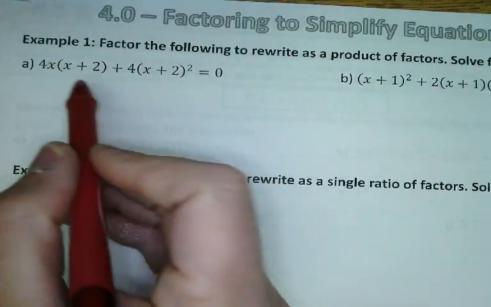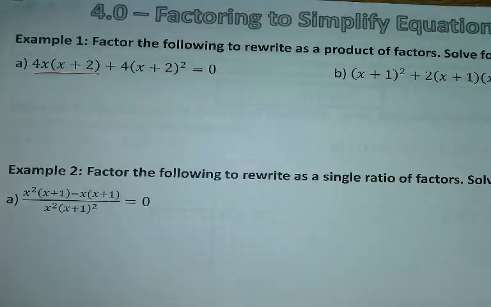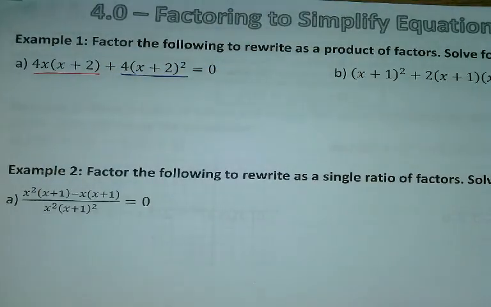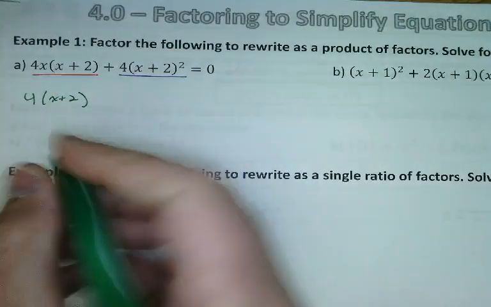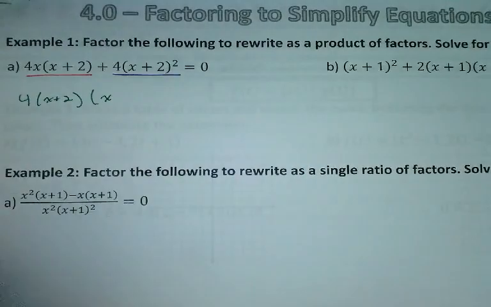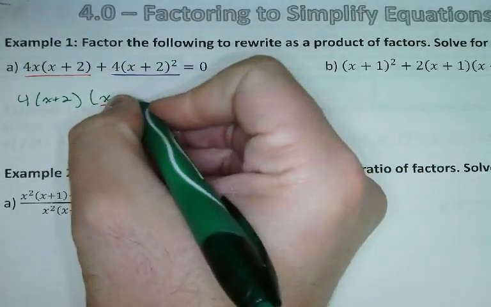For this, I do see this is the first term right here in red, and then I have another term here in purple. What do these terms have in common? X plus 2 and a 4. So I'm going to pull out a 4 times x plus 2. And then what's left for red? X is left for red, so I'll underline that. And then what's left from purple? Just x plus 2.